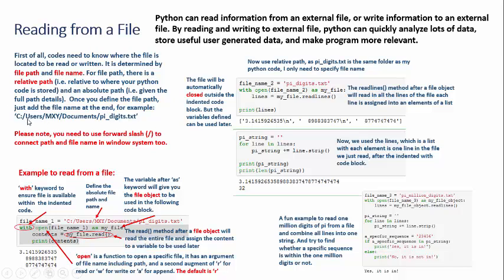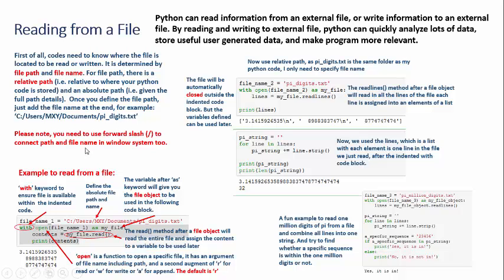For example, this is how I define the path and the file name. Please note, in a Windows system, the path is typically written with a backslash, but in Python, make sure you use the forward slash. If you do not use the forward slash, you will probably get an error when you try to read or write files.